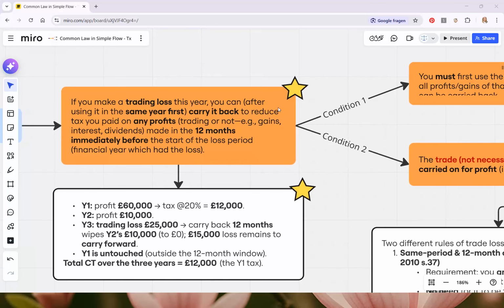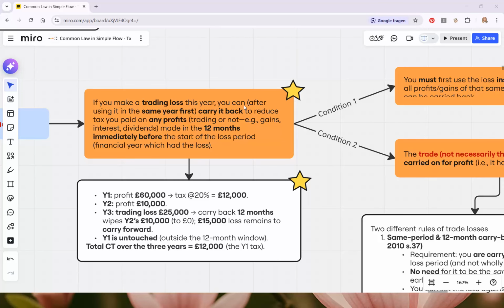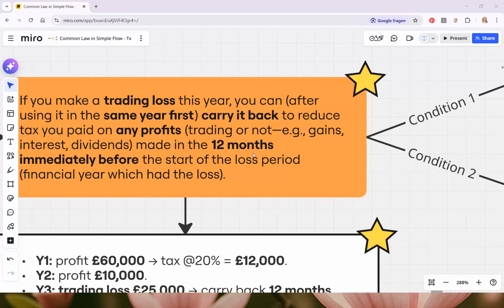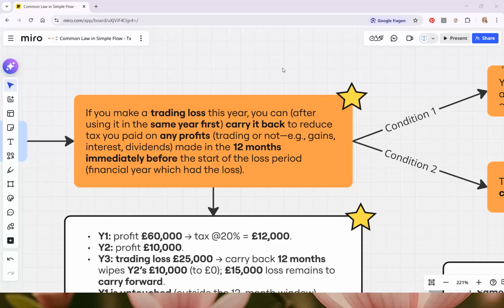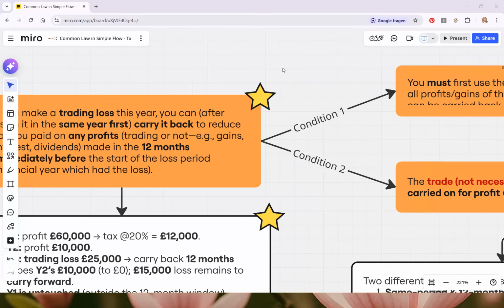So once again, before we discuss the conditions to this rule, in short: if a business makes a loss this year, you can use it this year first. Then you can carry it back, but only 12 months, to reduce last year's profits and get tax back. You can't go further than 12 months.